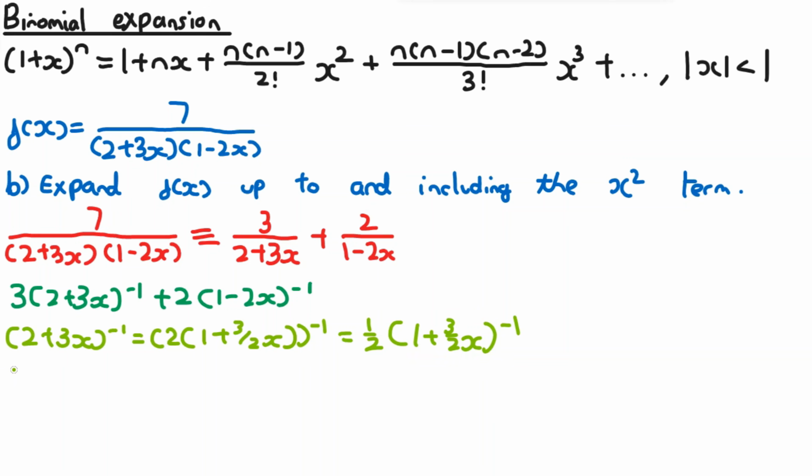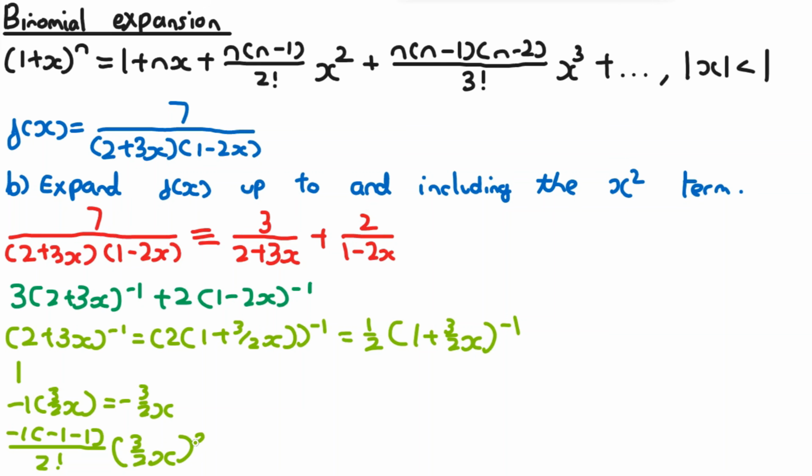So it's going to be 1 as the first term, then the second term is going to be n, which is minus 1, times x, which is 3/2 x, which is equal to minus 3/2 x, like this. And then the next term is going to be (minus 1)(minus 2) over 2 factorial of (3/2 x) squared, which is equal to (minus 1)(minus 2) over 2 of 9/4 x squared, and then the 2's cancel out, and the minuses also cancel out, so all of this cancels out to just leave 9/4 x squared.